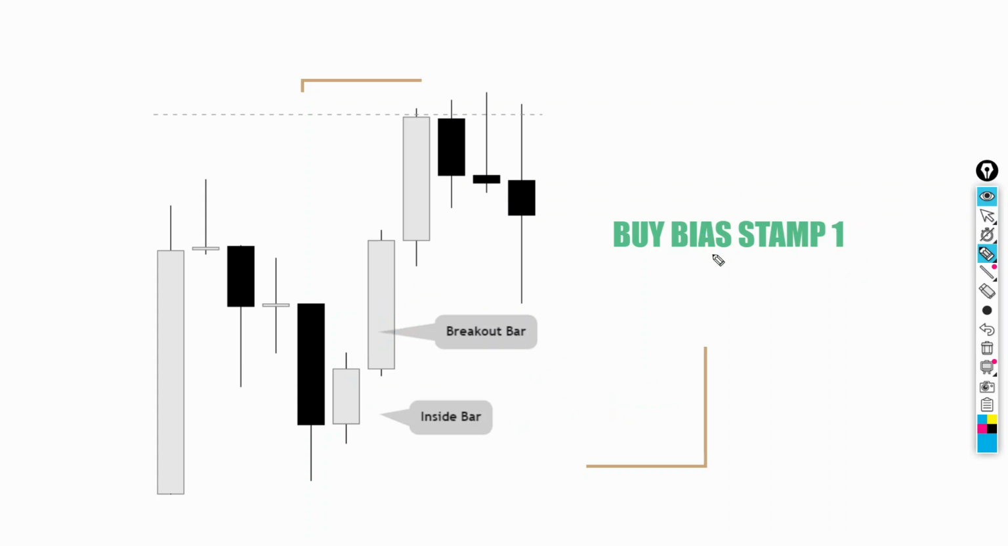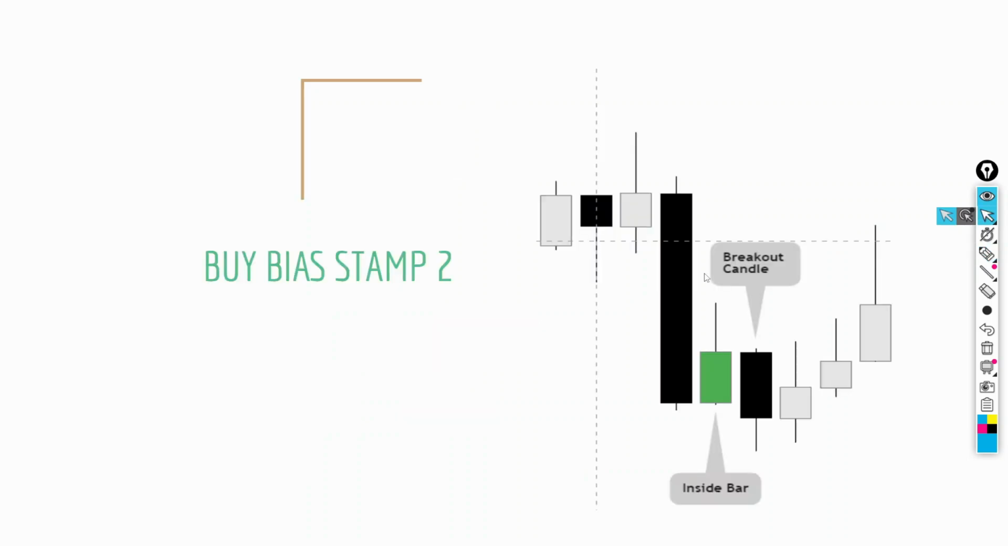Okay, so the same thing if we go for the buy stamp 2, but this is quite different. For buy stamp 2, we have the inside bar here and we have the breakout candle here. And where is the mother bar? The mother bar is this particular candle. Subsequently, I will show us how important the mother bar is, but for now let's stick to this, and you can use this to catch reversals in your next trade.